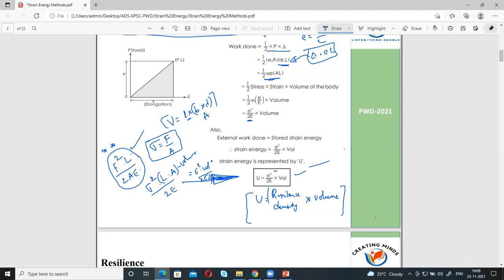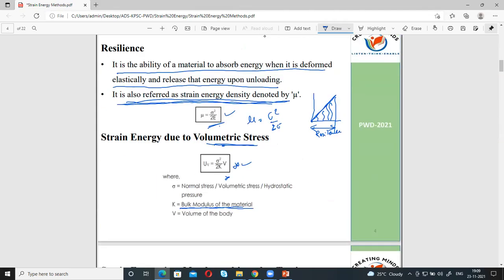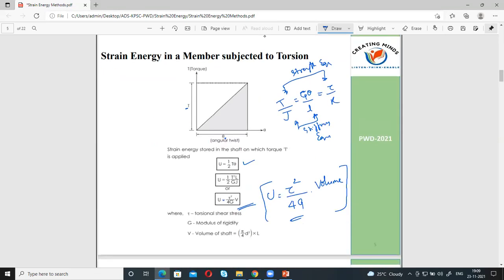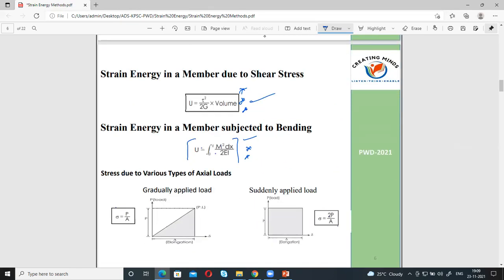Load, sigma square by 2E into volume, and this is due to volumetric stress, sigma square by 2K into volume, and this is due to torsion, tau square by 4G into volume, and this is due to shear stress, tau square by 2G into volume, and one more is due to bending. Integral bending ಅಲ್ಲಿ ಮಾತ್ರ integration ಬರುತ್ತೆ ನಿಮಗೆ. ಇನ್ನೆಲ್ಲ summation, ಇನ್ನೆಲ್ಲದರಲ್ಲೂ summation. Integral of 0 to L M square into dx divided by 2I.